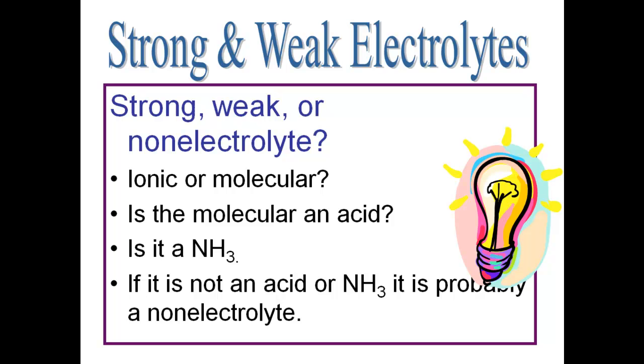You need to think to yourself when you're looking at a molecular compound, first, is it an acid? If it's an acid, it will be an electrolyte. Now, how do we know if it's a strong or weak electrolyte? Well, a strong acid is a strong electrolyte because it will completely ionize. A weak acid is a weak electrolyte because it only partially breaks up into its ions. Then you need to think if the molecular compound is NH3 or ammonia. If it is ammonia, then it's a weak electrolyte because ammonia ionizes about 1%. If it is not an acid or ammonia, it is probably a non-electrolyte.